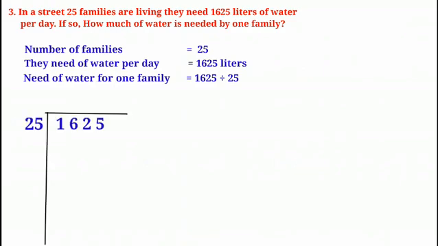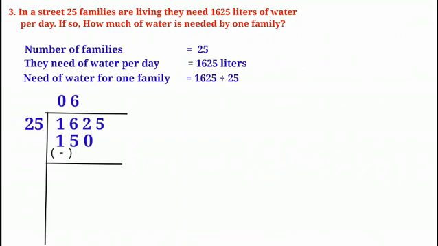Here, 1625 divided by 25. First we take 16. 16 is smaller than 25, so it is not divisible by 25. So put 0 in the quotient. Now join the tens place number 2. We get 162. How many 25s in 162? Yes, six 25s are 150. Now we subtract 150 from 162.